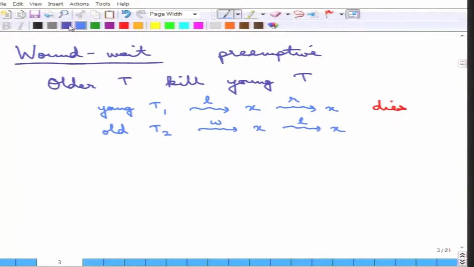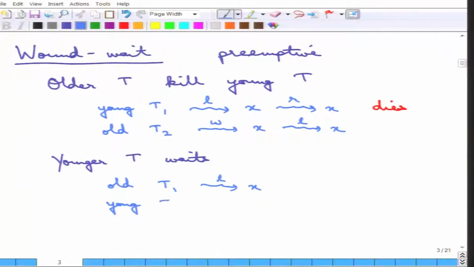Okay, that's the thing. And what happens to the younger ones? The younger ones simply wait. So if an old transaction is holding the lock and a young transaction comes, it simply waits. In the terminology, the old one is said to wound the young one. It stabs the young one, it kills the young one, whatever it is. That is why it is called a wound-wait protocol.